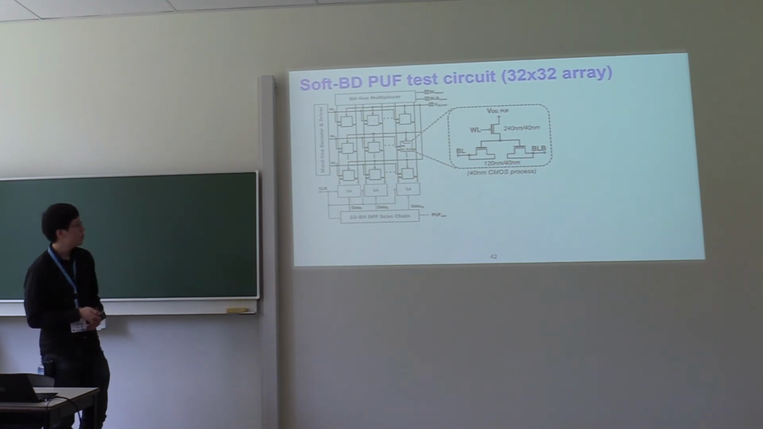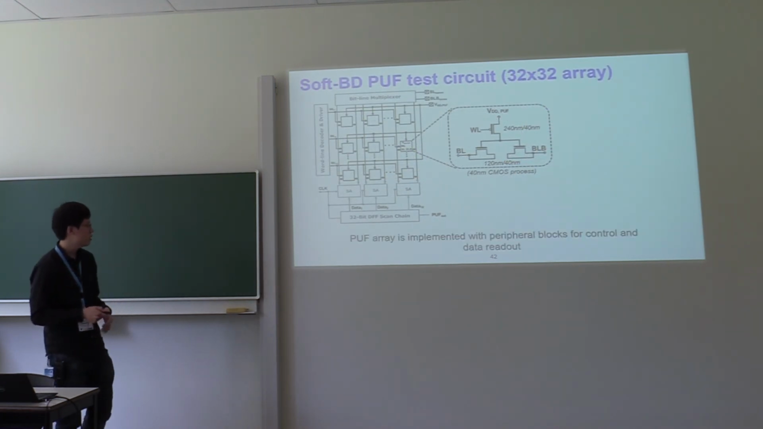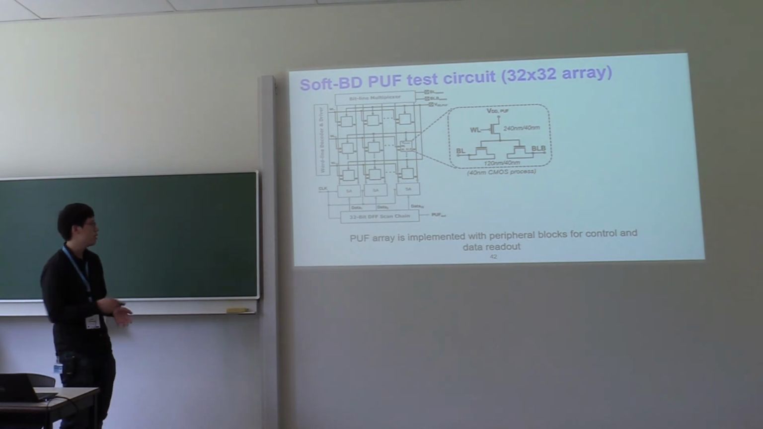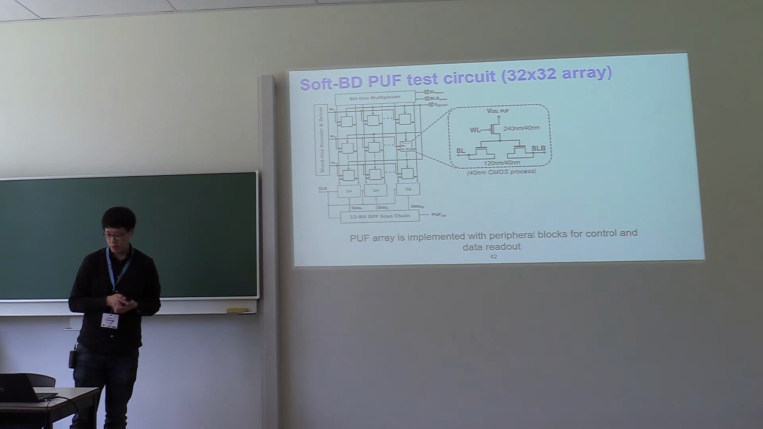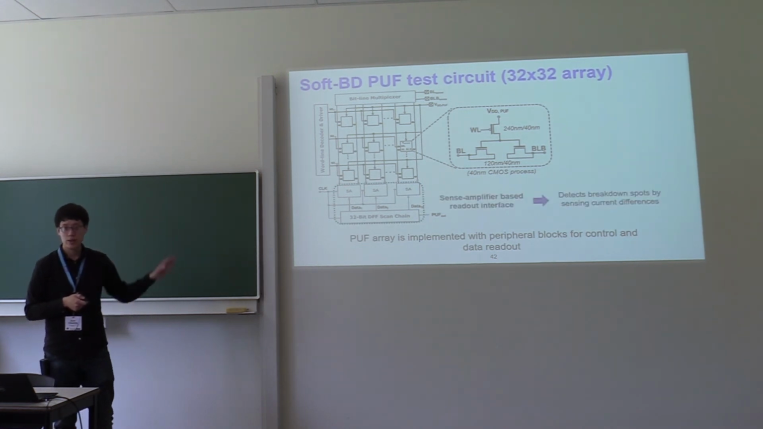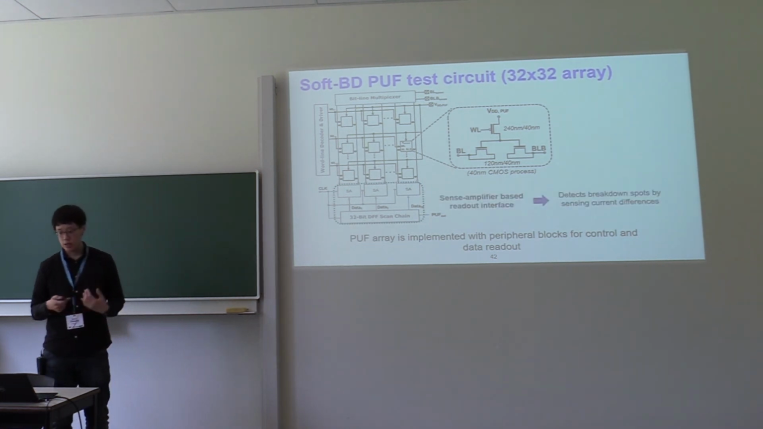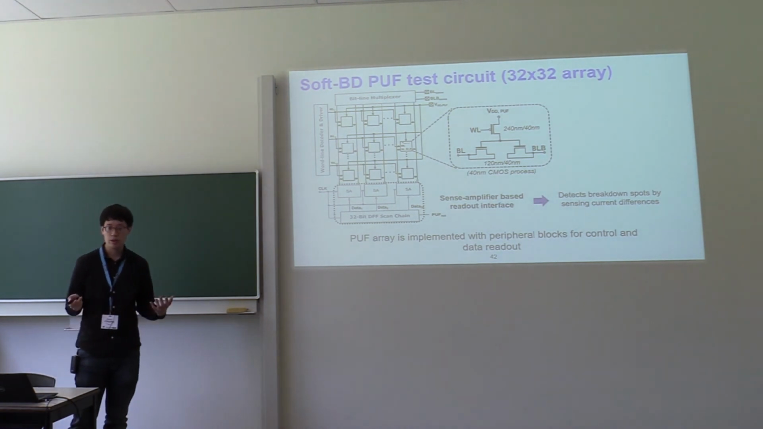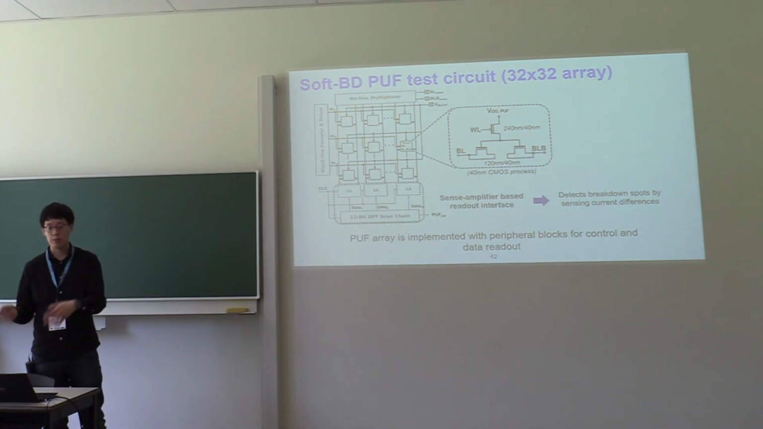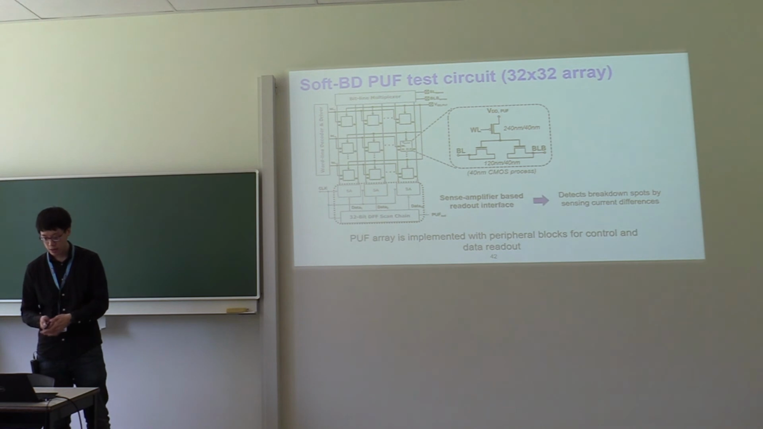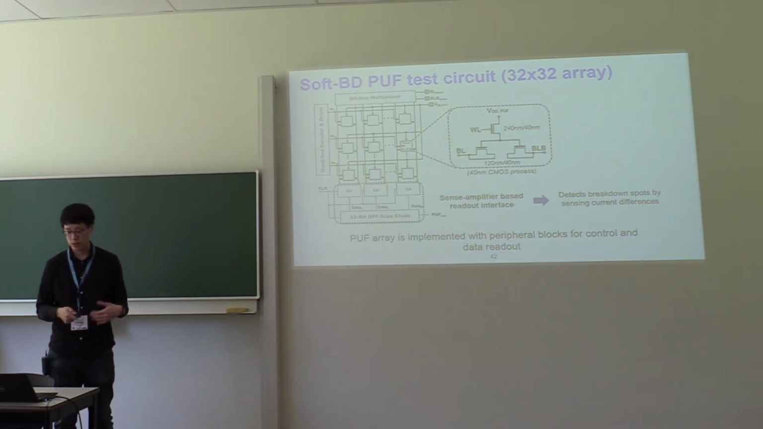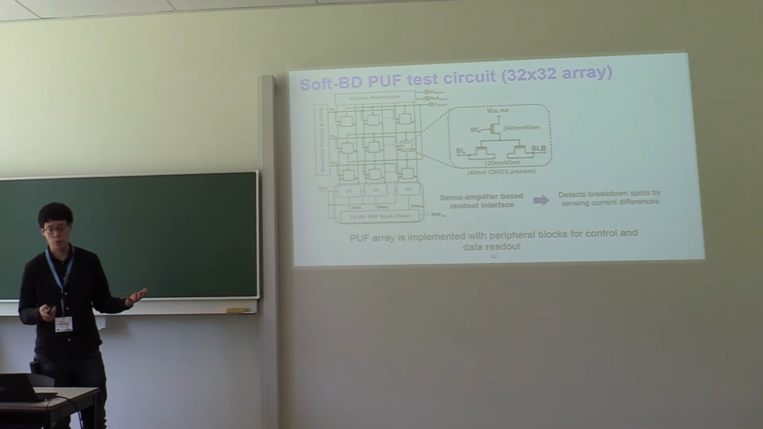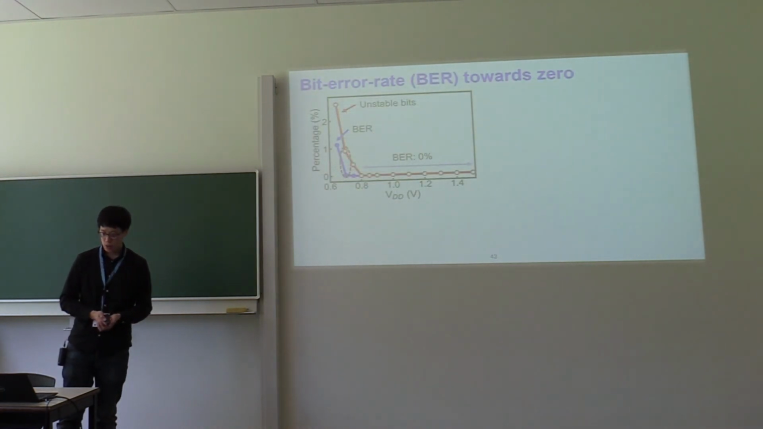So this is how we make the circuit. The circuit is implemented with peripheral blocks like control lines and a sense amplifier for data readout. The sense amplifier is basically used to distinguish the current of the breakdown transistor from the transistor without breakdown. So it can detect whether the breakdown spot is at the left or the right. So it can give out digital 0s and 1s.